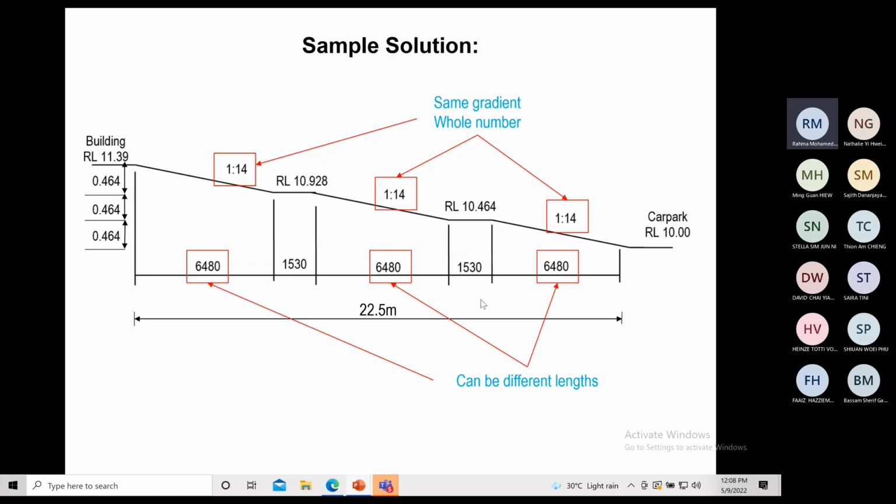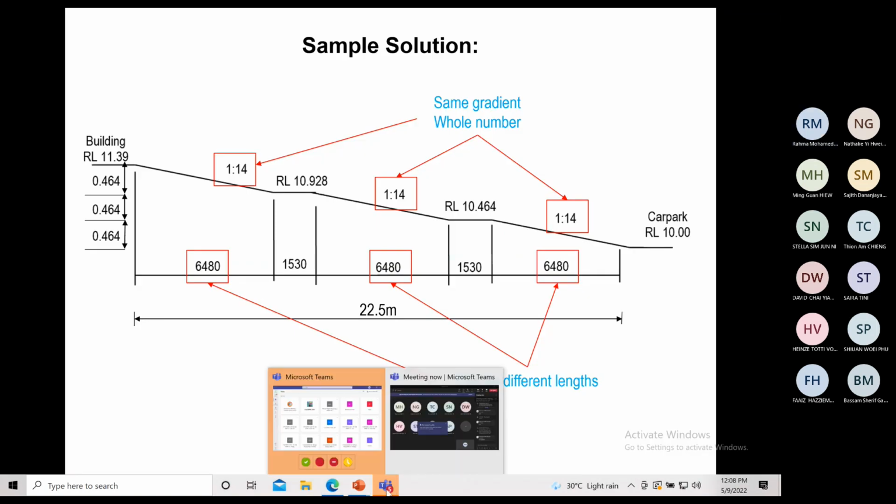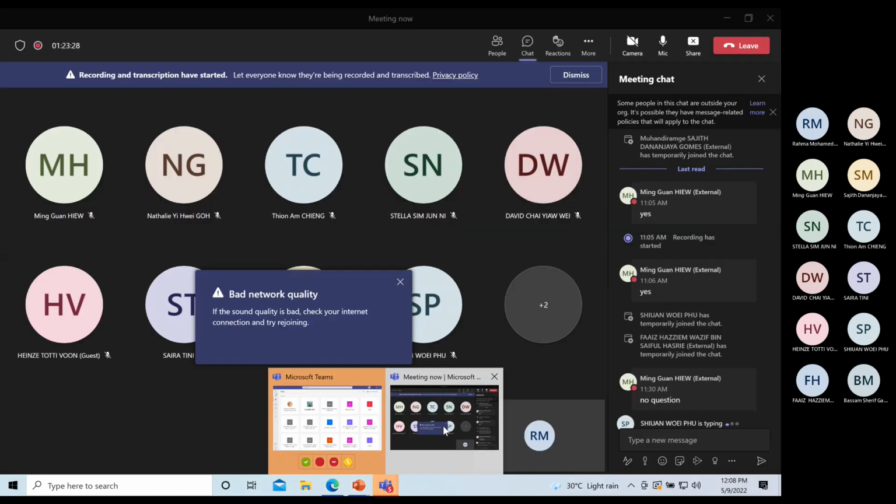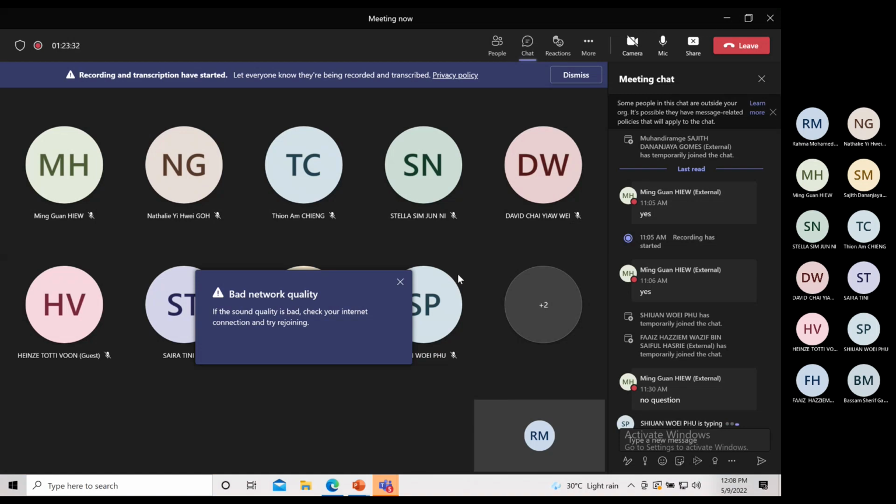And a point to take note: make sure the gradients are constant, the same in all the inclined parts, and they should be in whole numbers. But length can be different if you want. Yeah. Is there any question? I think that is the end of our tutorial. Is there any question?